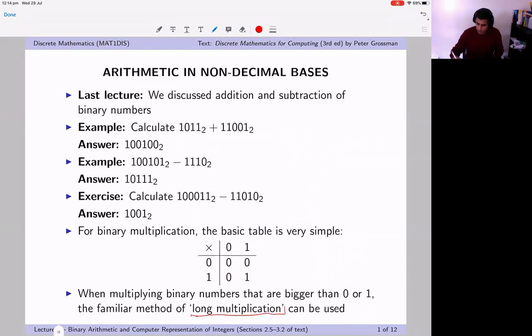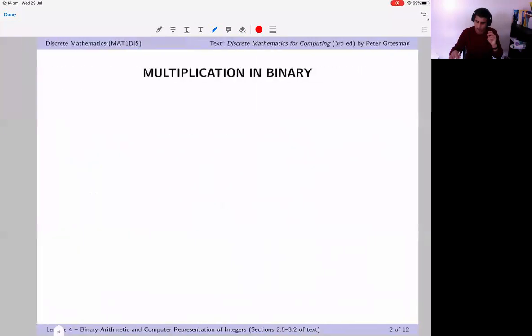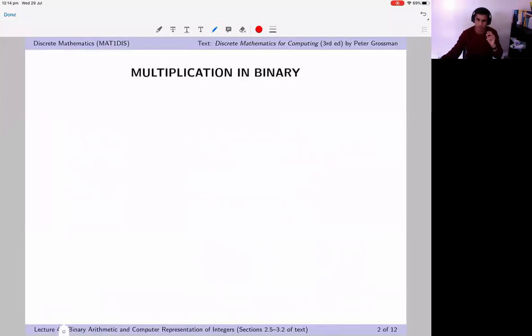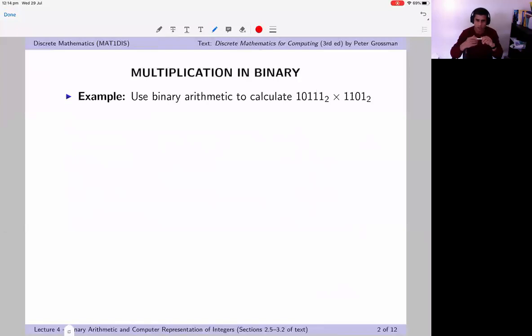So long multiplication is a similar method as we just did now. So let's look at some examples. Okay, so let's multiply 10111 with 1101. Okay. How many of you remember long multiplication?